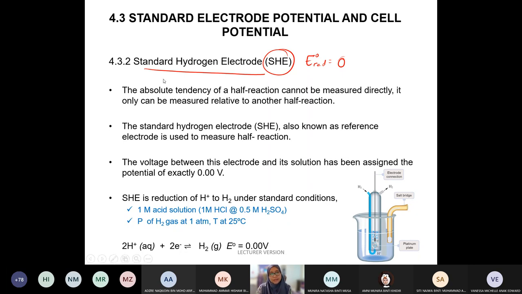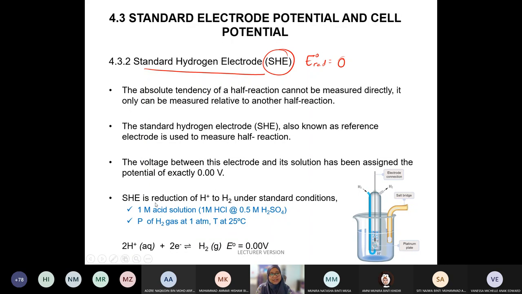So the absolute tendency of a half reaction cannot be measured directly, like I mentioned to you just now. It can only be measured relative to another half reaction. So the standard hydrogen electrode, SHE, also known as reference electrode, is used to measure half reaction. So we're going to be using this SHE electrode lah. So the voltage between this electrode and its solution has been assigned the potential of exactly zero. Okay, kita terus dia assign dia sebagai zero.